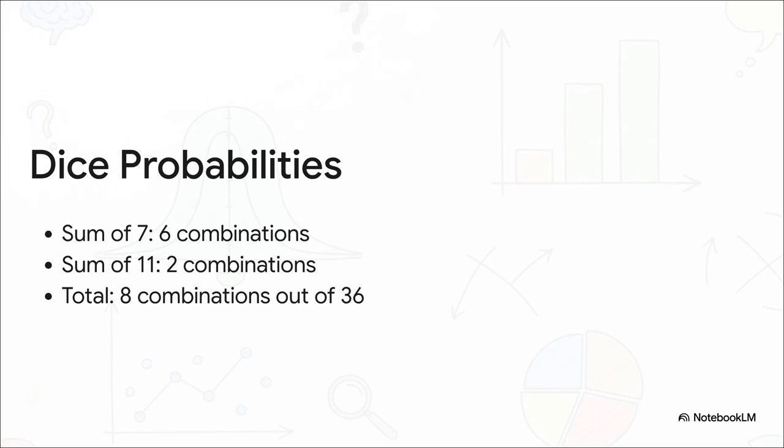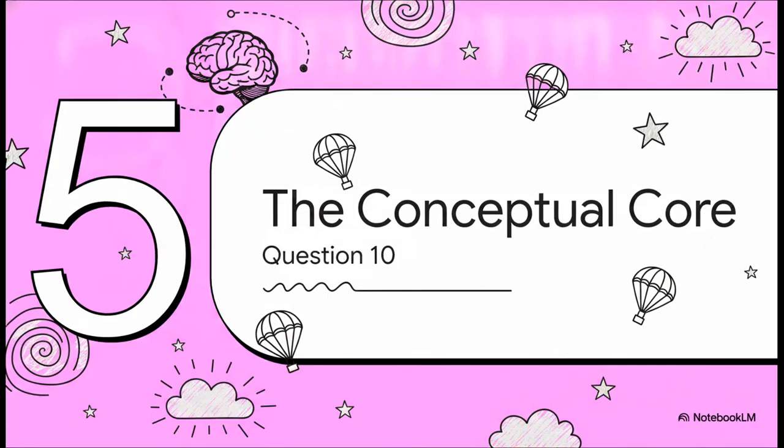For question 8, we're hitting the craps table. What is the probability of rolling a sum of 7 or 11 in a single throw of 2 dice? Notice how visually mapping out the dice combinations proves exactly why the math works here. There are 6 ways to roll a 7 and 2 ways to roll an 11. That gives us 8 winning combinations out of the 36 total possible outcomes, which simplifies down to a really neat 2 in 9 chance.